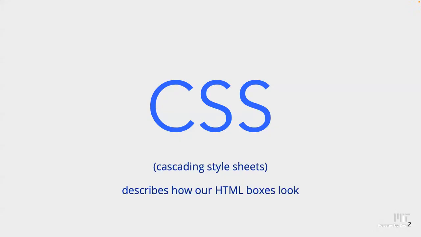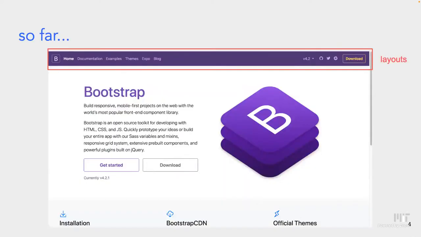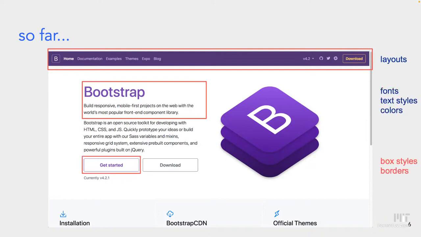As a reminder, CSS stands for Cascading Styling Sheets. No one really cares about what the name stands for, but essentially, it describes how our HTML boxes look. And some of the things that we've covered or know that it can do is it can help us control the layouts of different elements on the screen. It allows us to customize the fonts, the text styles, the colors of different elements, and also the box styles and the borders as well.